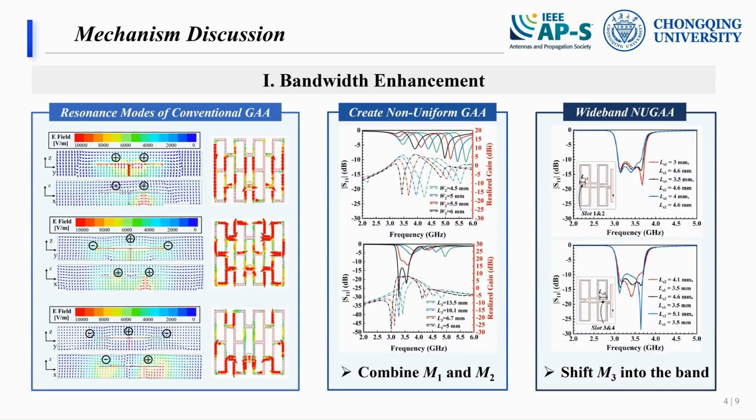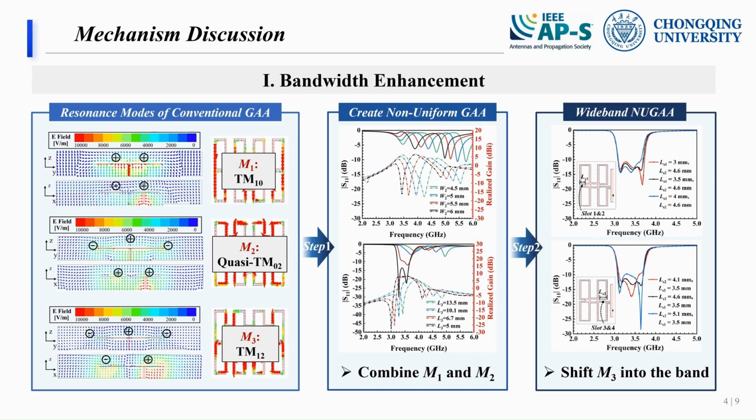In the bandwidth enhancement mechanism, the conventional grid array operates at TM10, quasi-TM02, and TM12 modes. The antenna was then redesigned with a non-uniform grid structure, combining the first two resonance modes. To further extend the bandwidth, 6 horizontal slots were etched into the grid, shifting the third mode into the band, ultimately achieving a wide operational bandwidth of 18.8%.